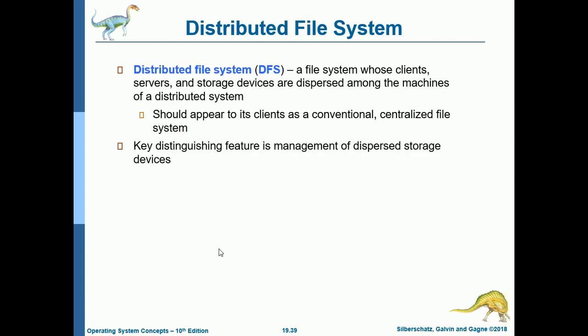Okay, if we have distributed operating systems or distributed systems, we also have a distributed file system. It is also called the DFS. It is a file system whose client, server, and storage devices are dispersed among the machines of a distributed system. It should appear to its clients as a conventional centralized file system. And the key distinguishing feature is management of dispersed storage devices.